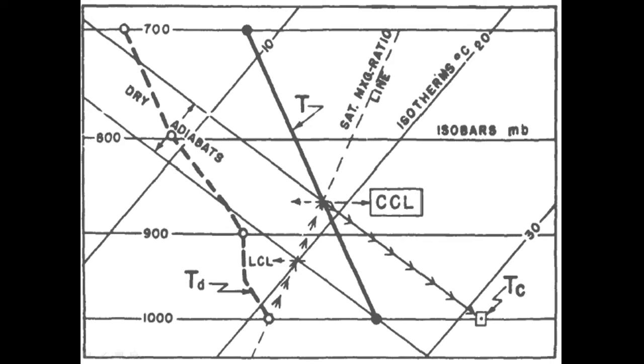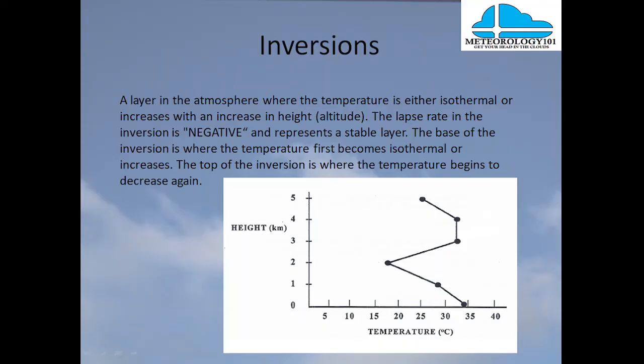And then I think that's pretty much all we have on this chart. Let's go to inversions. An inversion is a layer in the atmosphere where the temperature is either isothermal, which means there's no change in temperature, or increases with height. So you basically have a negative lapse rate. If you look at this chart, that is your inversion. You have an increase in temperature with height.